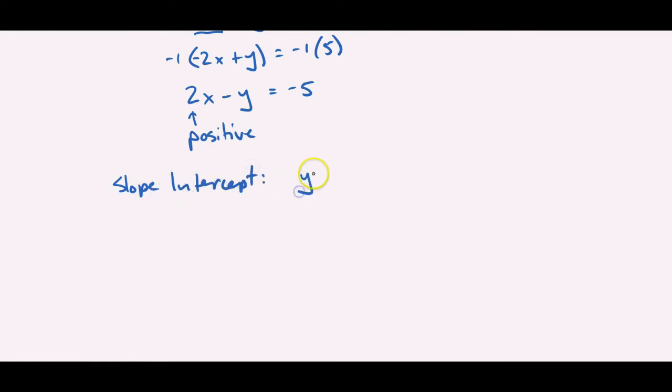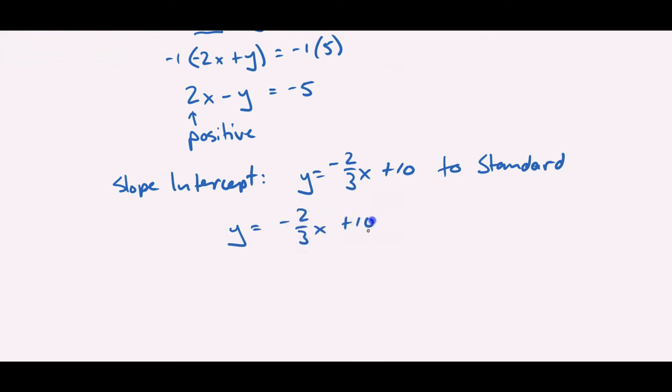The one other case to be aware of is if my slope-intercept form is y equals negative 2/3 x plus 10. We know the slope, we know the y-intercept, but we want to change it into standard form. Again, I want the x and the y on the same side. So y is equal to negative 2/3 x plus 10. What we can do is add 2/3 x to both sides of the equation.